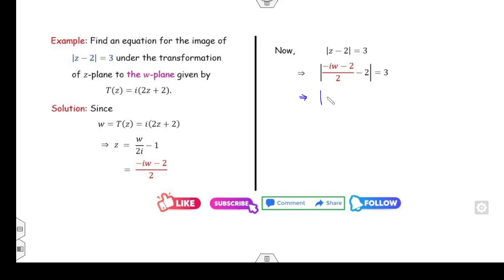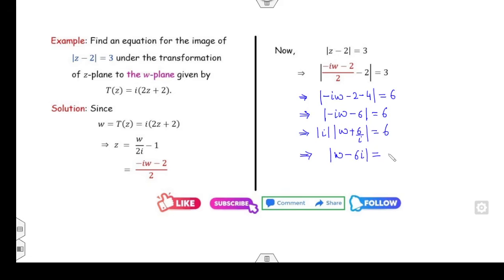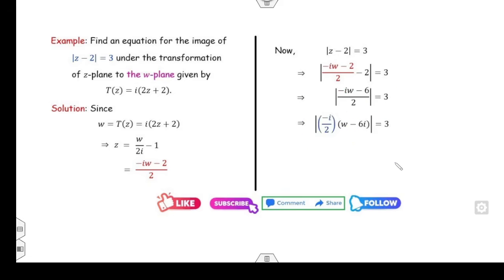Now you can take the LCM. It is minus i minus 2 minus 4, which is equal to 6. So that will be minus i w minus 6 is equal to 6. I can take minus i as common. The absolute value of i is 1, and it is |w minus 6i| is equal to 6. So what is the meaning of that? |w minus 6i| is equal to 6. Again, this is the equation of a circle with center 6i and radius 6.